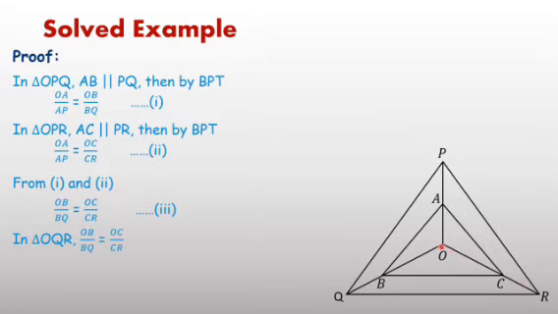Now take triangle OQR. In OQR, since OB upon BQ equal to OC upon CR, therefore by the converse of BPT, in any triangle, if two sides are divided in the same ratio, then the line is parallel to the third side. So we can write, by the converse of BPT, BC parallel to QR. And that's the solution of this question. In this pattern, you can solve questions based on BPT or the converse of BPT.